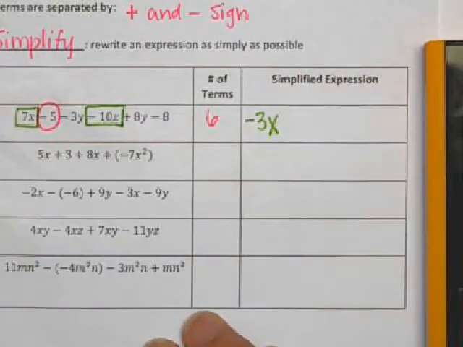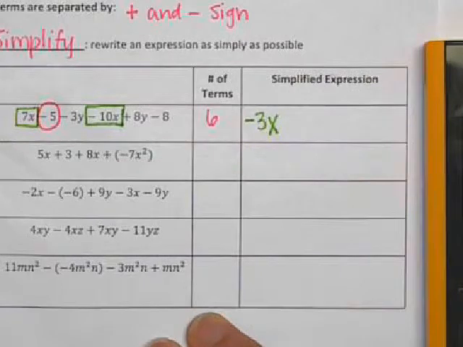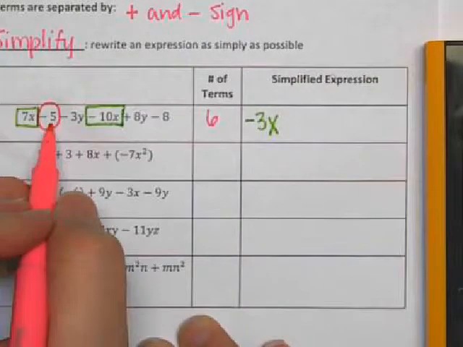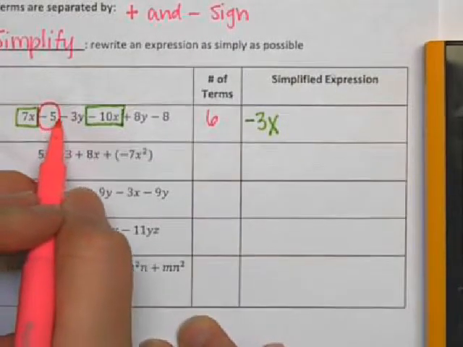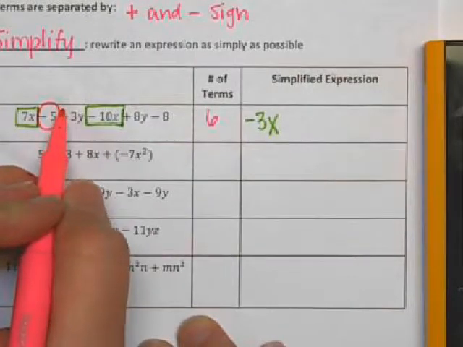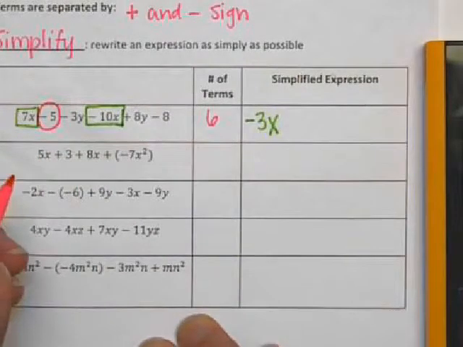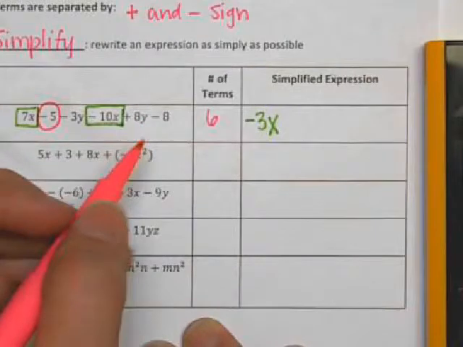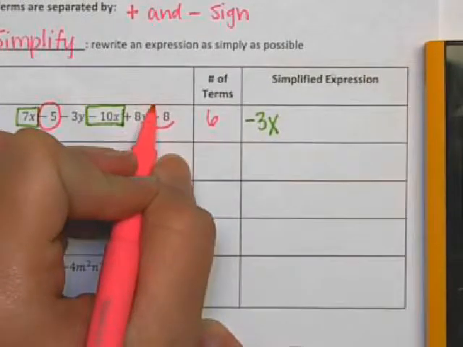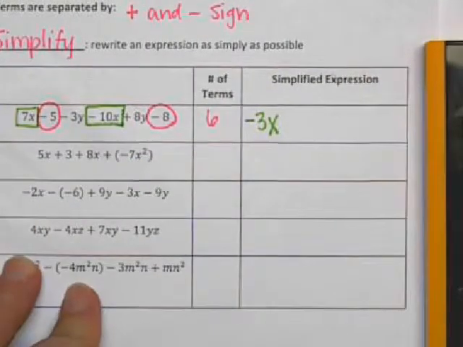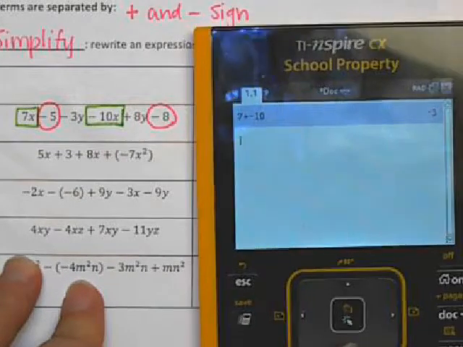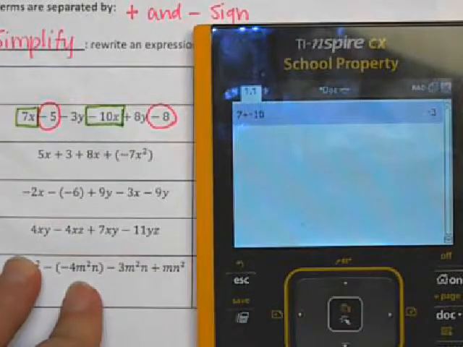circle around it. And I'm going to circle its like term. Well, negative 5 doesn't have a letter, a variable, or a little exponent. So the only other term that's like this is negative 8. And these are like terms, and I'm going to combine them. And because I'm combining, I'm going to add. So negative 5 plus negative 8, which gives me negative 13.